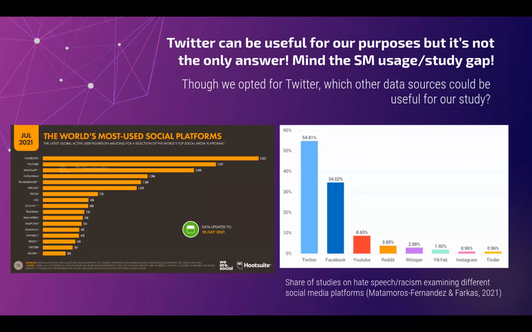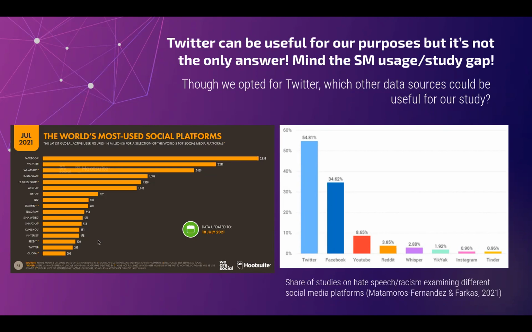On the left, you can see the world's most used social media platforms by the number of users in millions, as of July 2021, so that's the latest release of Hootsuite. And here you can see that Twitter has around 397 million users, making it much less popular than Facebook, but also less popular than Reddit or Pinterest or Snapchat or Telegram or TikTok or Facebook Messenger or Instagram for that matter.